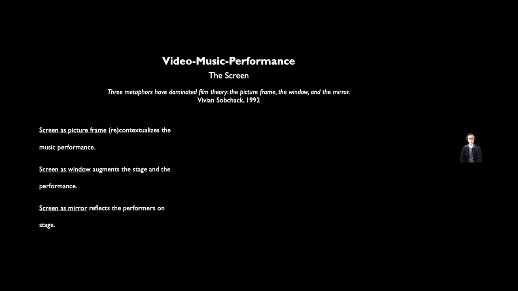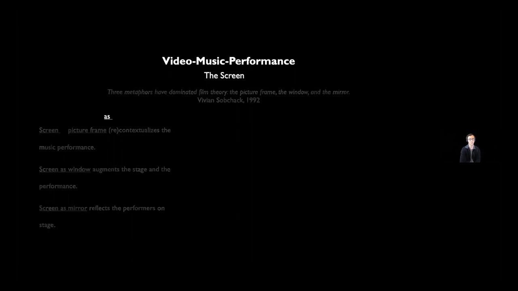The metaphor of the mirror is so prevalent in VMP that it deserves special attention. There are in fact so many pieces with mirrored performers that I'm almost tempted to suggest that a sub-genre of video music performance is necessary. Perhaps I could call it meta video music performance.